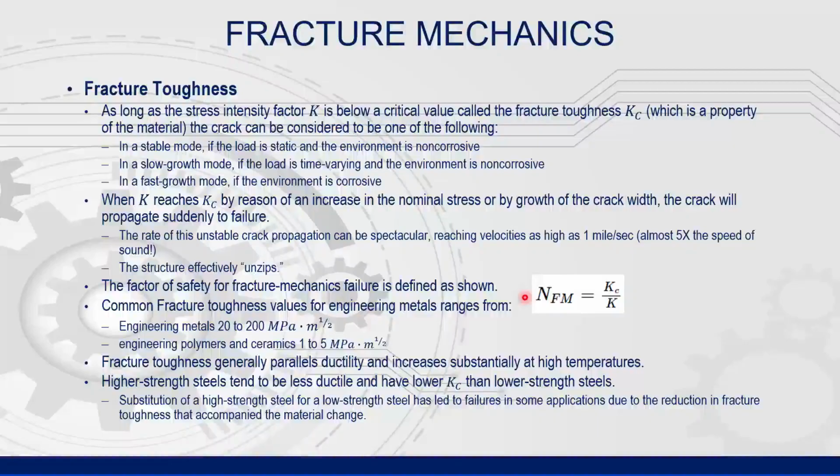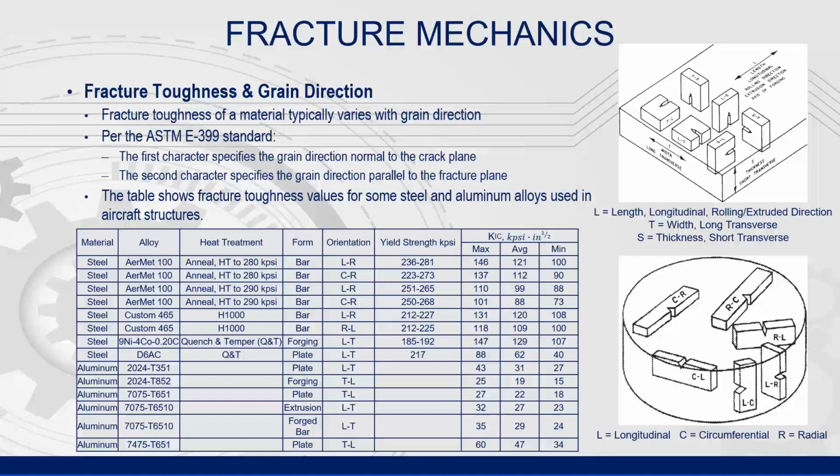Fracture toughness generally parallels ductility and increases substantially at high temperatures. Higher strength steels tend to be less ductile and thus have a lower K sub C as compared to lower strength steels. Fracture toughness of a material property varies with grain direction. Identifying the grain direction also depends on how the material is processed. Note how the fracture toughness varies for the same material based on the grain direction relative to the crack plane.